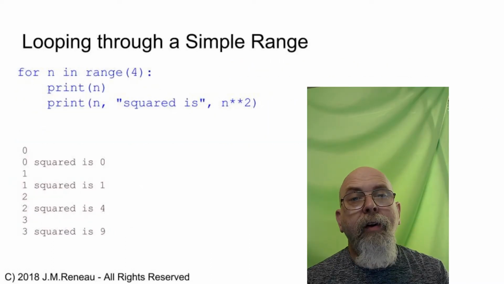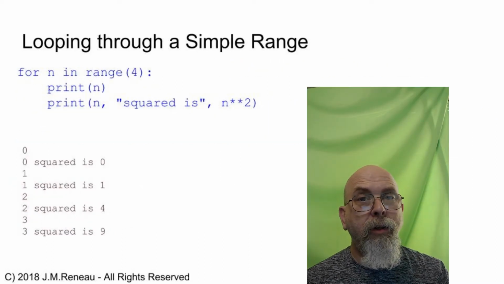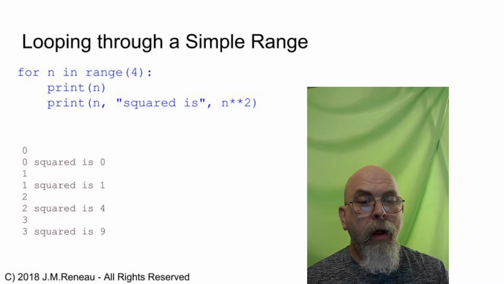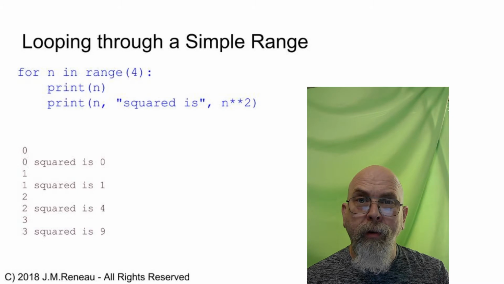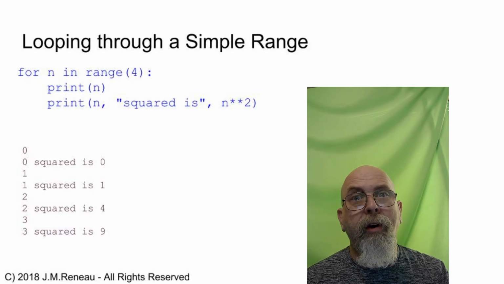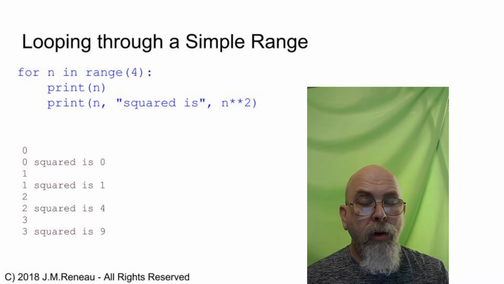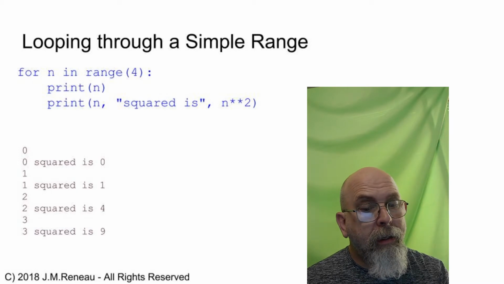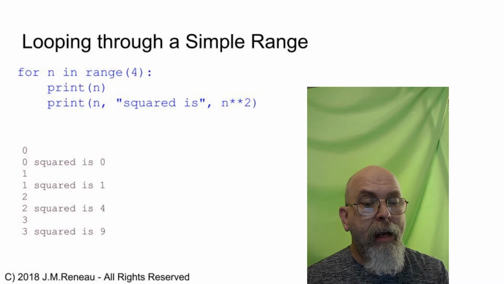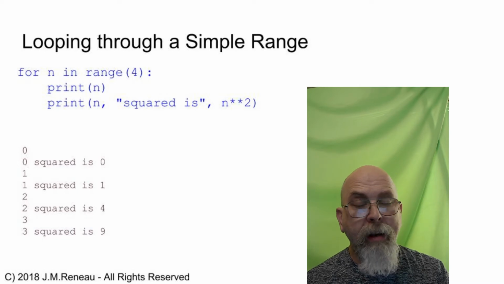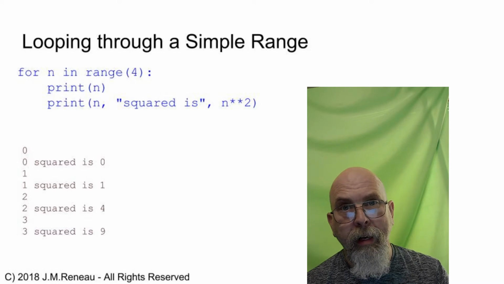So we've looked at iterating through lists and tuples and dictionaries. Really handy to know how to do. There's another thing that we may want to use the for statement for, and that's looping a certain number of times. We do that by using the range in the for statement. Take a look at this example. For n in range 4, and you can see that we're going to print n, and then we're going to print n squared is, and then we're going to print n squared.